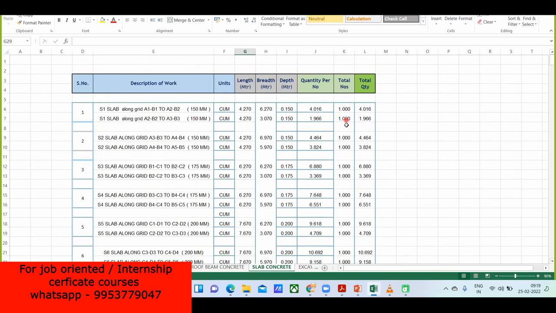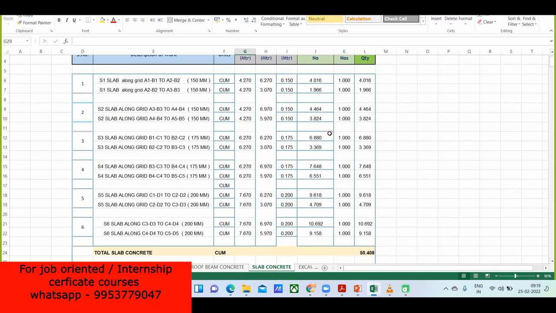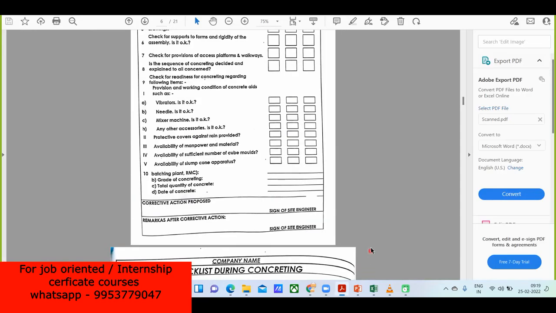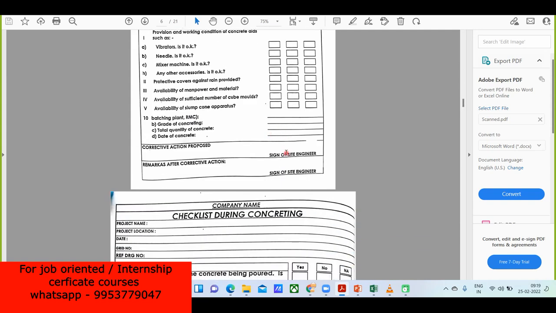So this is how the slab concreting is calculated. How much slab concrete is required is calculated in this. So 50 cubic meters of concrete is required, and you're going to write 50 here. Of course, 50 may vary on the site because of some wastage and all, so we cannot tell exactly. But once the concreting is done, you can write here how much concrete was required, and then you sign it. So this is how our checklist is going to look.